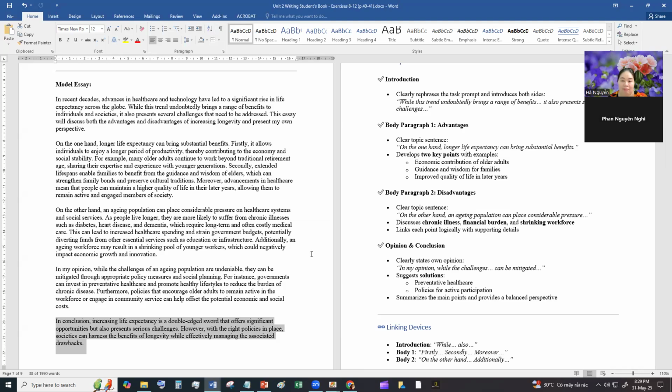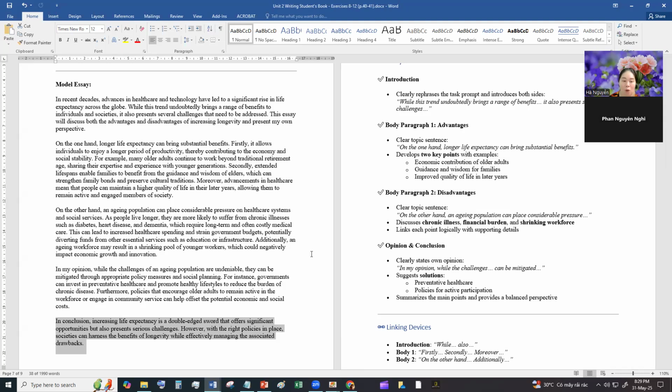Three advantages. Can you tell me about the three? The first one is longer period of productivity. The second one is extended lifespan, so they can pass down guidance and wisdom to the youngers. And additionally, the advancement in healthcare can maintain a higher quality of life in their years.